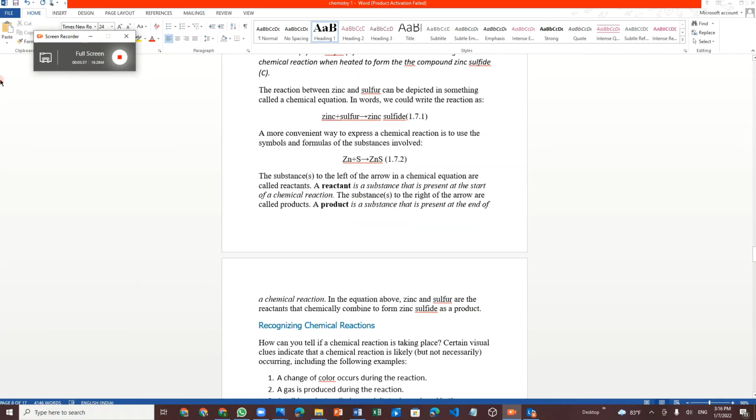And the new substance which is formed is called a product. For example, if we take sugar and water, they are mixed to form sugar water. So the sugar water here is the product, and the sugar and the water, which are the substances at the start of the chemical reaction, are called the reactants, and the new substance which is formed at the end is called a product. So here the sugar and the water are reactants, and the sugar water is the product.